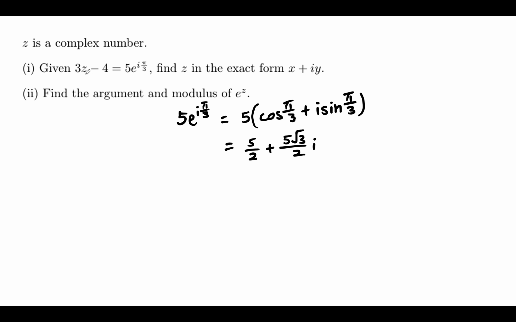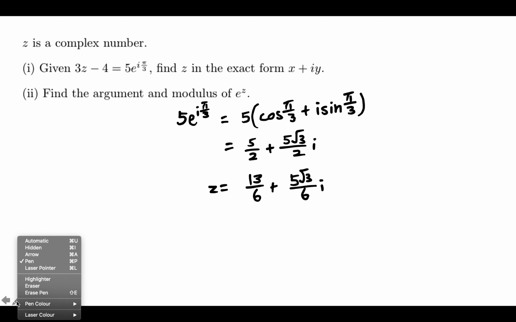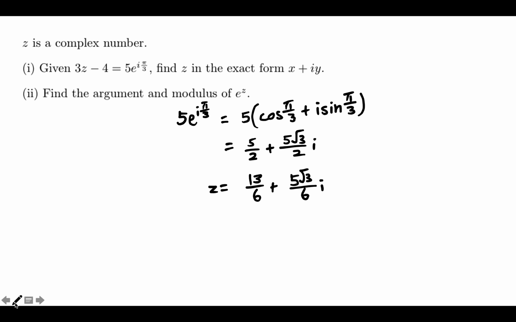Right, and now a simple rearrangement will allow us to obtain z is equal to 13 over 6 plus 5 root 3 over 6 i. Right, so we've expressed z in rectangular form as desired. Now the next part asks us to find the argument and modulus of e to the power of z. So how we do this is we simply write out e to the power of z as follows.